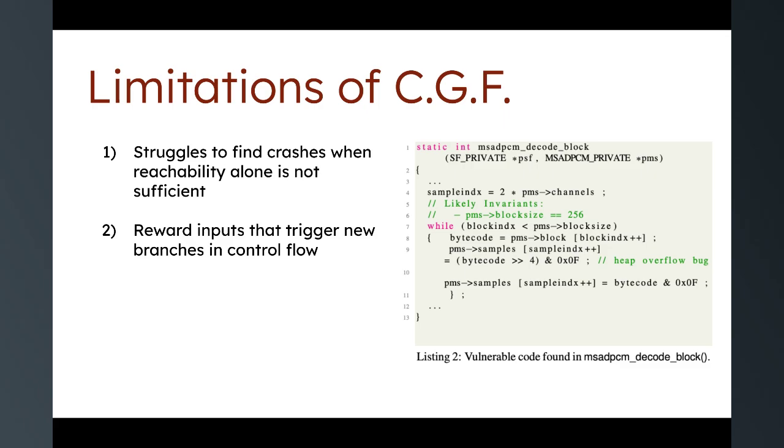And since coverage-guided fuzzers only reward inputs that trigger new edges in the control flow graph, they have very little incentive to explore different combinations of these internal values when the control flow doesn't change. And so as a result, the fuzzer may repeatedly execute the same line of vulnerable code without ever actually triggering the heap overflow.